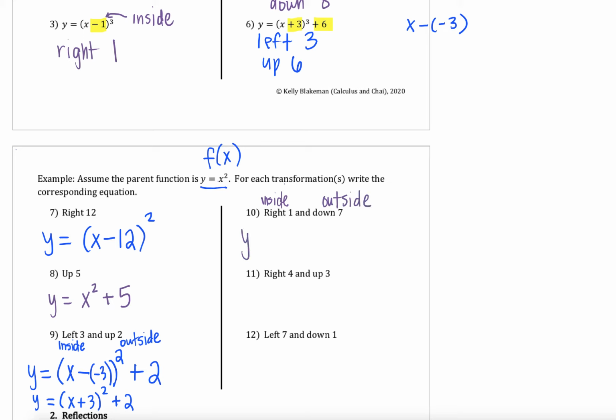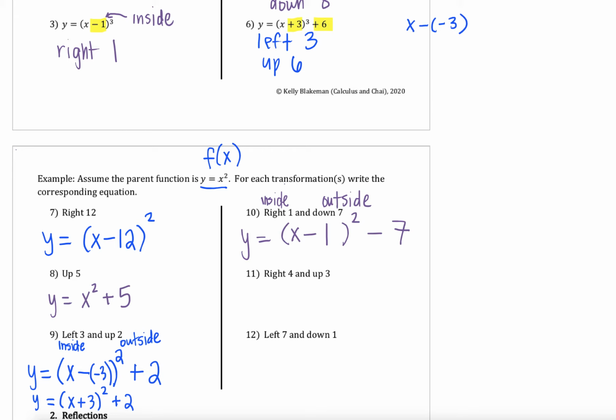When we go to write this out then, remember x squared is our parent function, so I'm going to start off with x minus the whole thing squared. Since we're going to the right, I'm substituting in the number itself, so I get x minus 1. And then since we're going down 7, we're subtracting 7 from the outside of that equation.